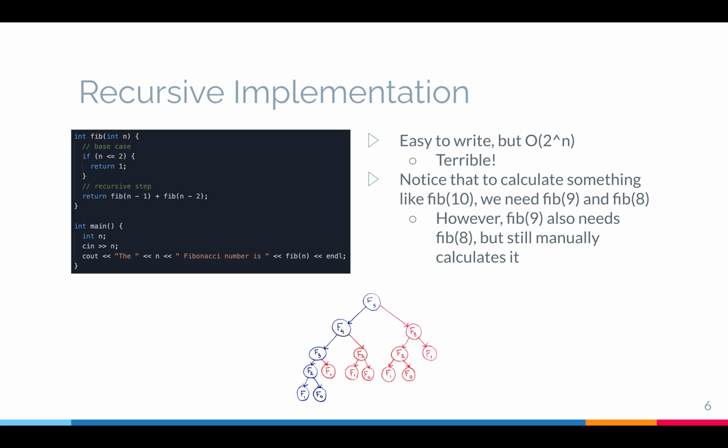This is really easy to write, but the time complexity is O(2^n), which is terrible. You never want exponential time. And something that you can notice is that when we need to calculate something like fib(10), we need to calculate fib(9) and fib(8). However, fib(9) also needs fib(8), but you calculate it twice. It would be nice if we can store that number somewhere and then just directly use it instead of calling another function to calculate it.